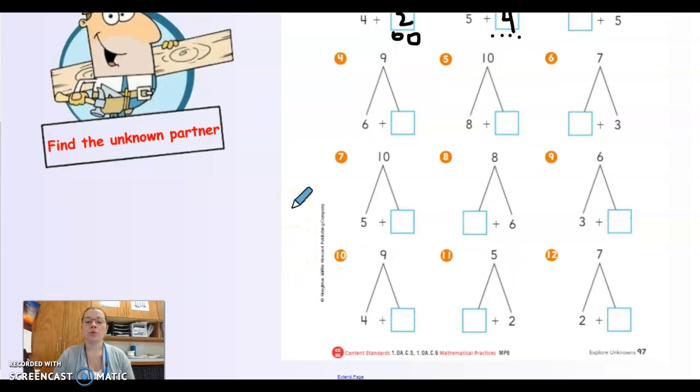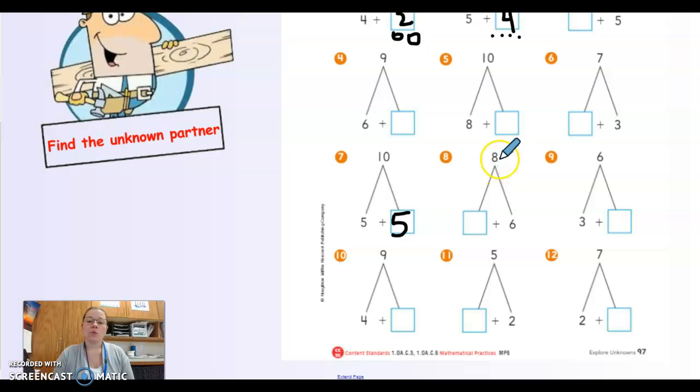For number 7 through 12, we're going to try the count-on strategy with our fingers. Remember, the amount of fingers that are raised are going to be your answer. So we have 5, we need to get to 10. We're going to hold 5, grab 5 in your hand, and get up to 10. So we have to stop when we hear the number 10. 5, 6, 7, 8, 9, 10. How many fingers? 5. Write it in the box.